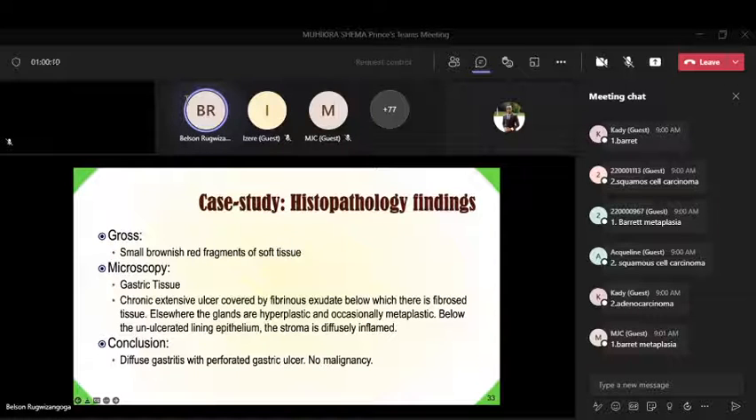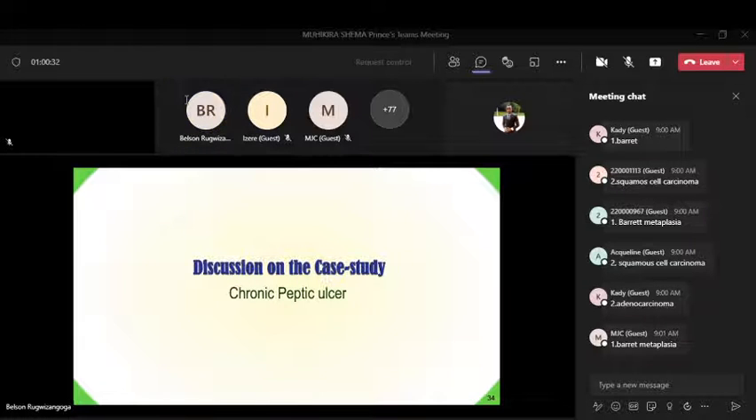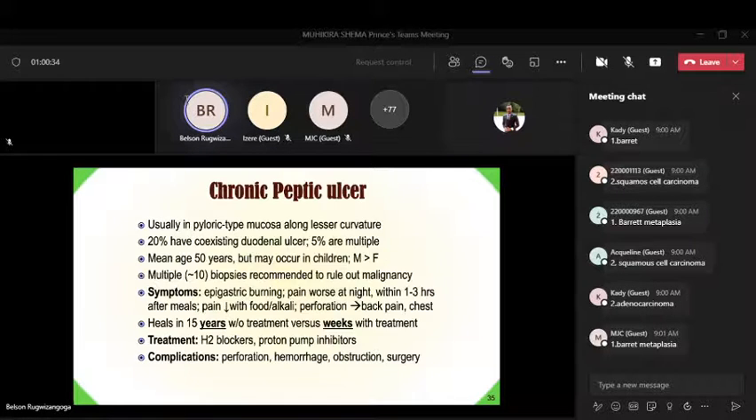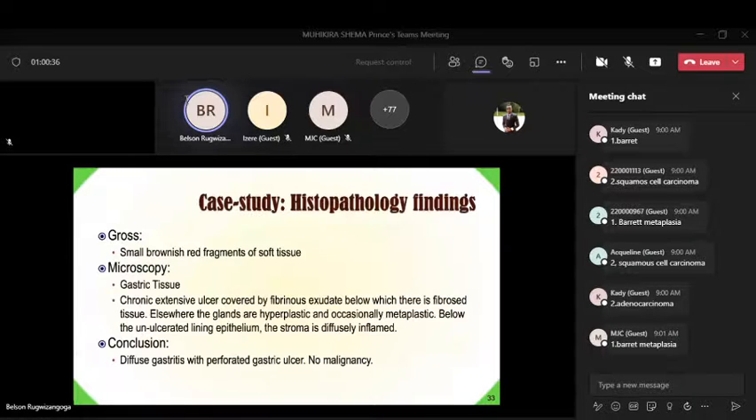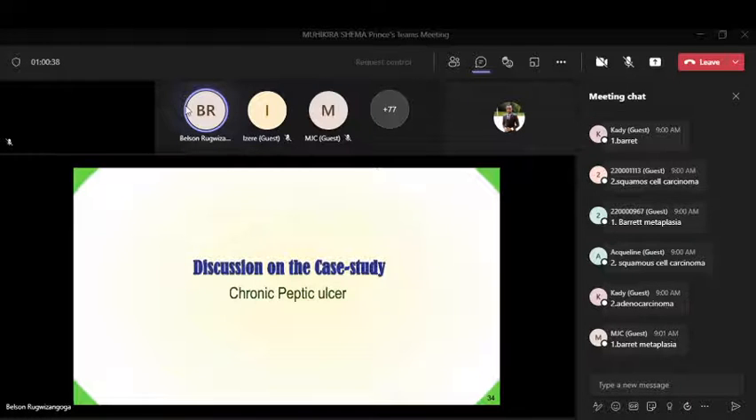Below the unulcerated lining epithelium, the stroma was diffusely inflamed. So as a conclusion, understand that there was inflammation, which was diffuse, with an ulcer which was perforated, and there was no cancer seen. So, discussion: we understand this is a case of gastric ulcer. This is what we are going to discuss.